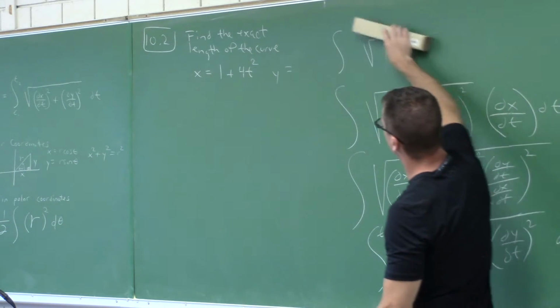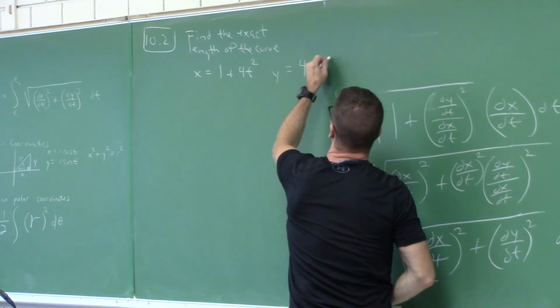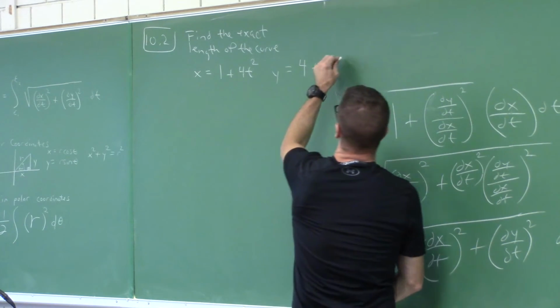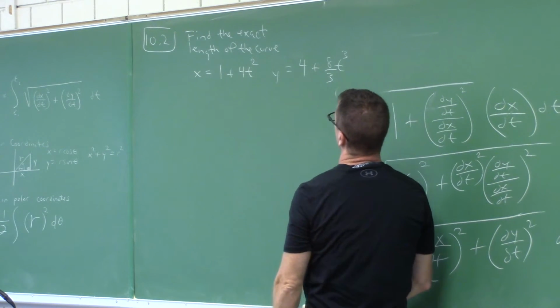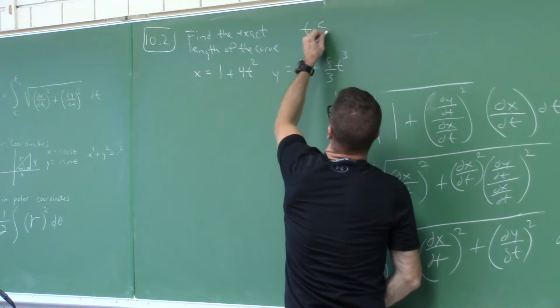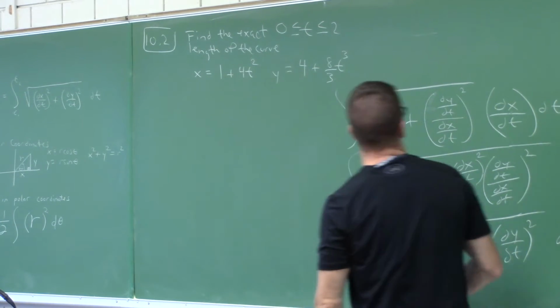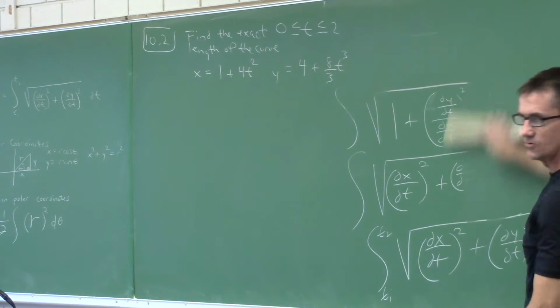Move this out of the way. Four plus 8/3 t cubed. And he wants you to go from t equals 0 to t equals 2. Well, that's the formula we use. We're right there.